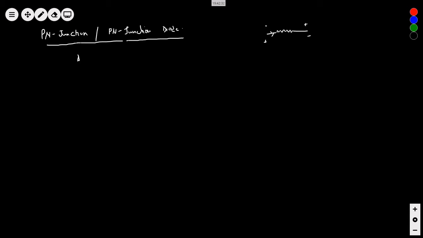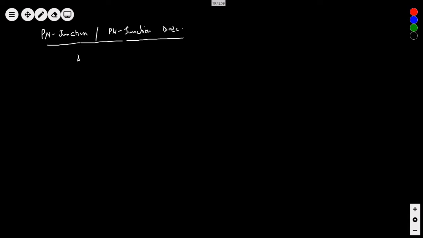But a diode is such a component that, as the name suggests, diode means biased. It allows conductivity only in one direction. If you connect it in one particular way, it will act like a conductor, and if you connect it the other way, it will act like a resistor. So let us see how this mechanism works.